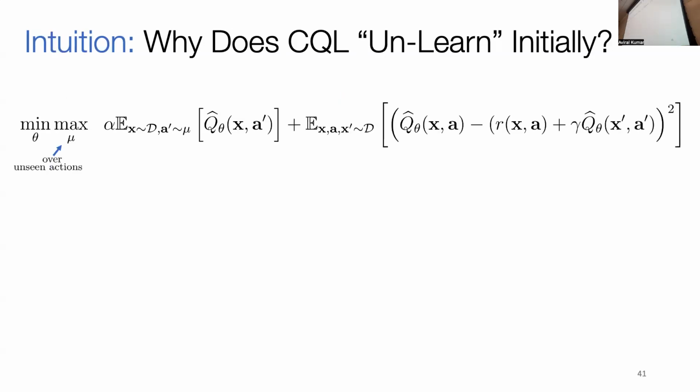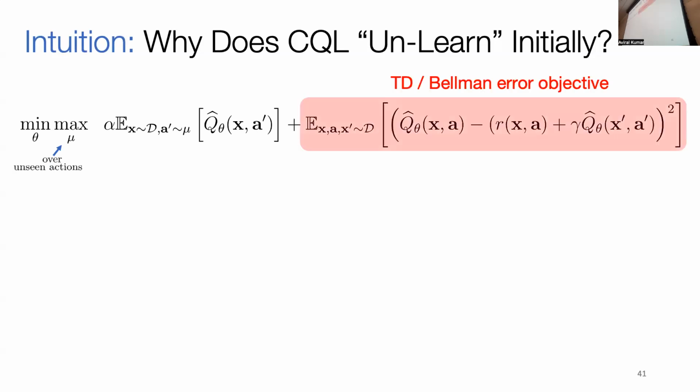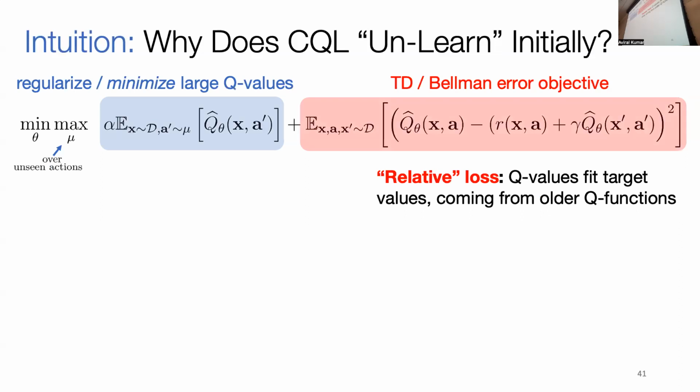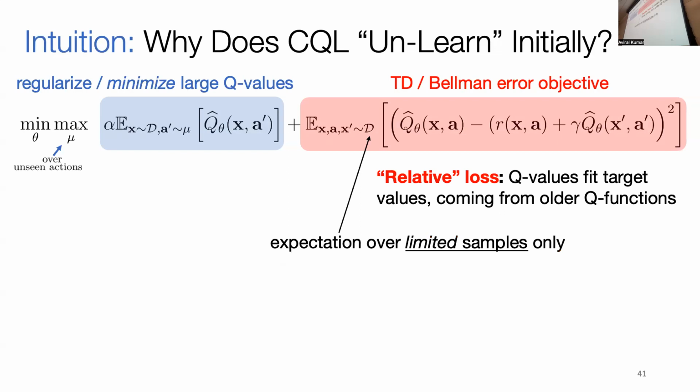If you look at what CQL does, it basically trains your Q function to fit the target Q values, which is this temporal difference error term, the Bellman error. And it pushes down the high Q values on out-of-distribution actions. The TD term in this case is a relative loss. All it says is your Q values must fit the target Q values, which are coming from a previous snapshot of the same function. Whereas this particular expectation is computed only over your data set. It's not computed over all possible state-action pairs, such that minimizing that loss will give you the uniquely optimal Q function. It's only computed over a limited set of samples.